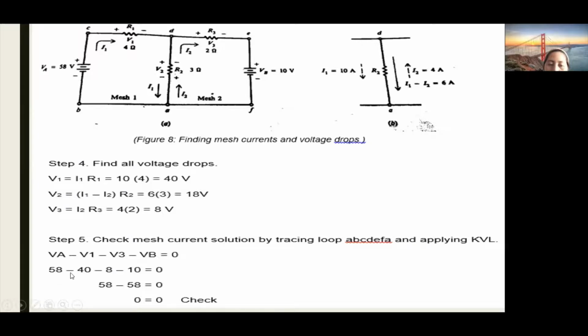Select node G, connected to chassis ground, as the reference node. Then the voltage VAG is the voltage between nodes A and G. VBG is the voltage between nodes B and G, and VNG is the voltage between nodes N and G.